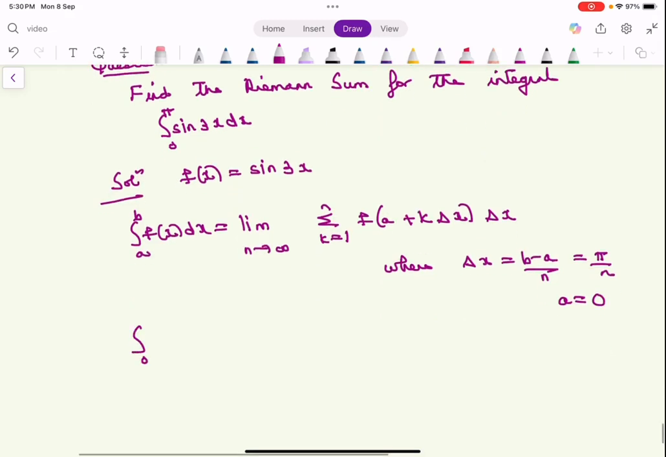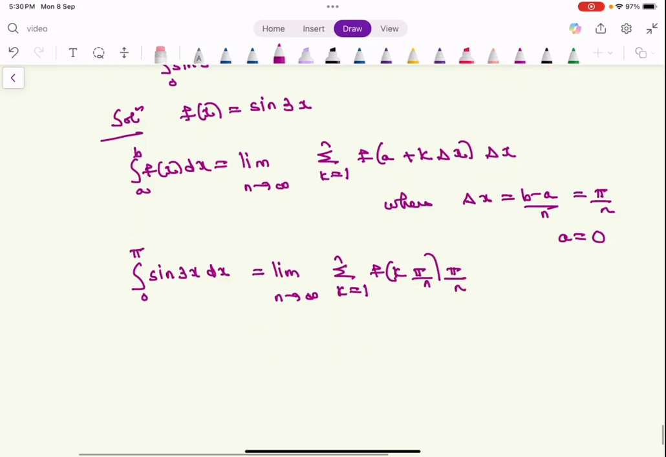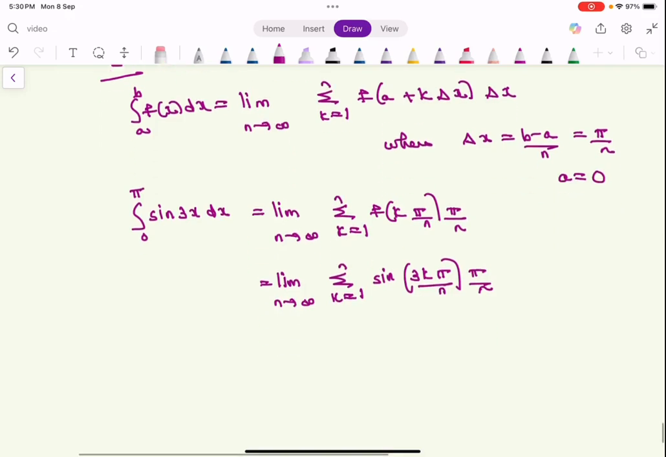So your integral 0 to pi sine 3x dx becomes equal to limit as n tending to infinity summation k equal to 1 to n, a is 0, so you get f of k pi by n into pi by n, substituting for delta x as pi by n. What is fx? Sine 3x. So it becomes sine 3k pi by n into pi by n. So that will be your answer.